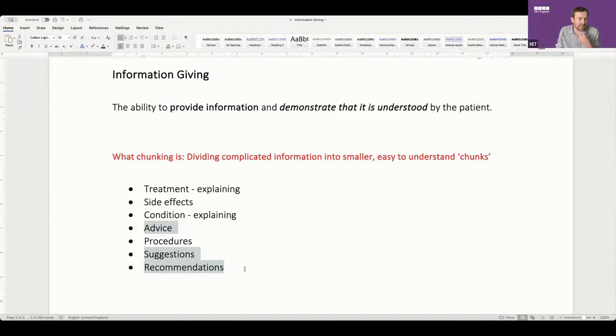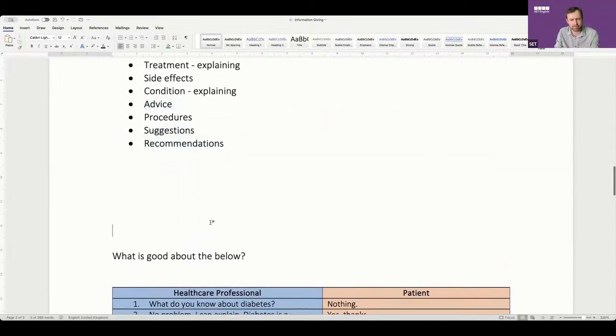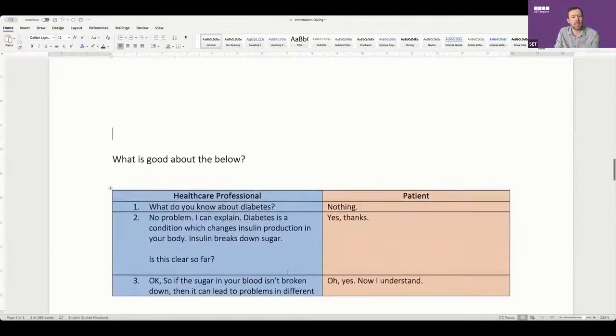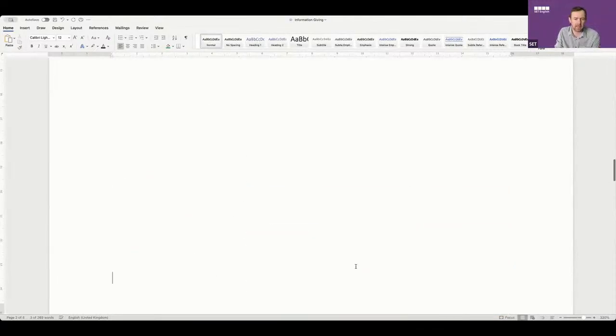So I like to think of this as being a two-way thing. It's not just you sitting there with a cue card: here's all of my information, now tell me what you think. It's supposed to be a conversation. Let's look at an example. Let me get this onto one page and you just tell me what you think.